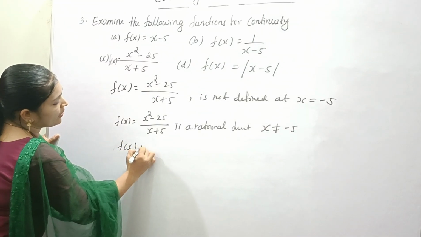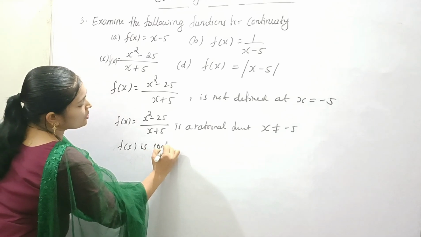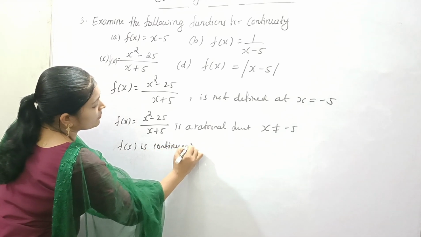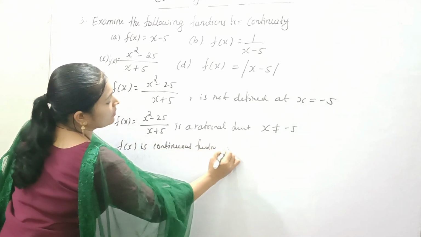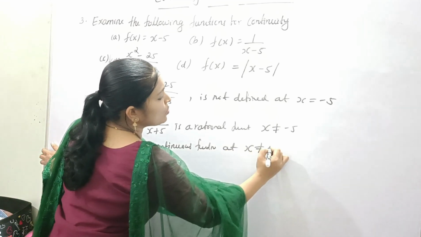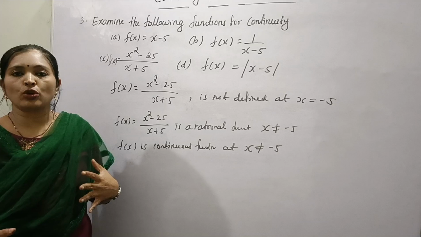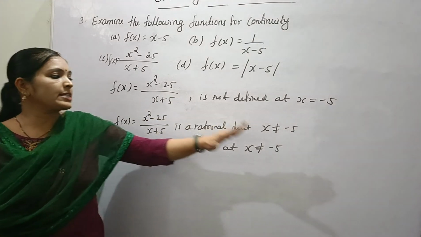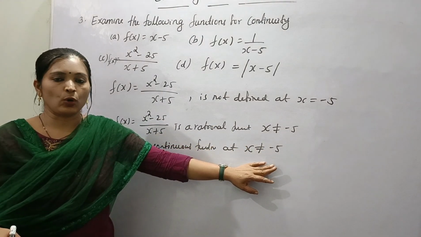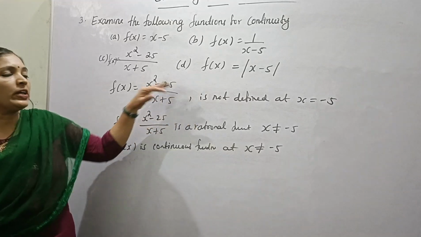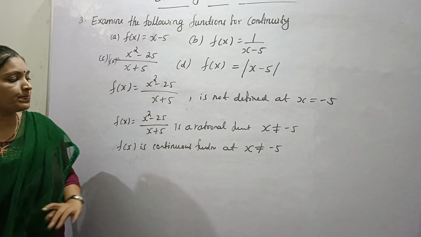Simply we can write f of x is a continuous function at x not equal to minus 5. That means this function is continuous at every point of the domain of the function except x is equal to minus 5. So at x is equal to minus 5 this function is not continuous.